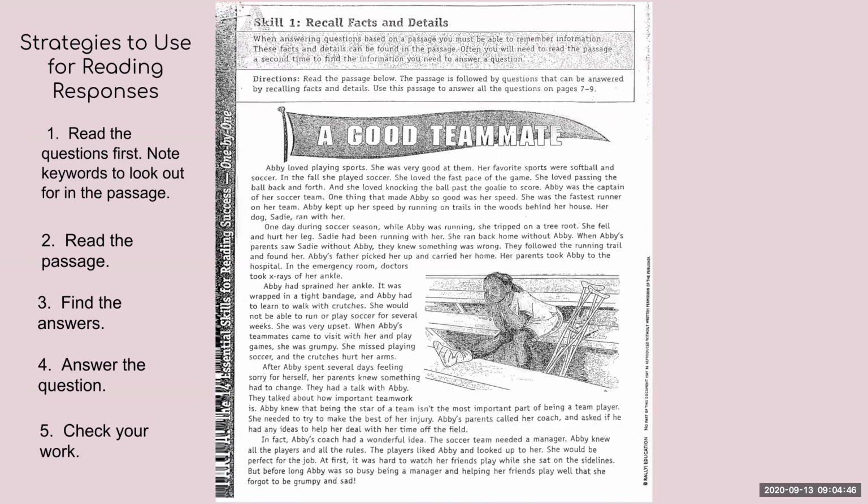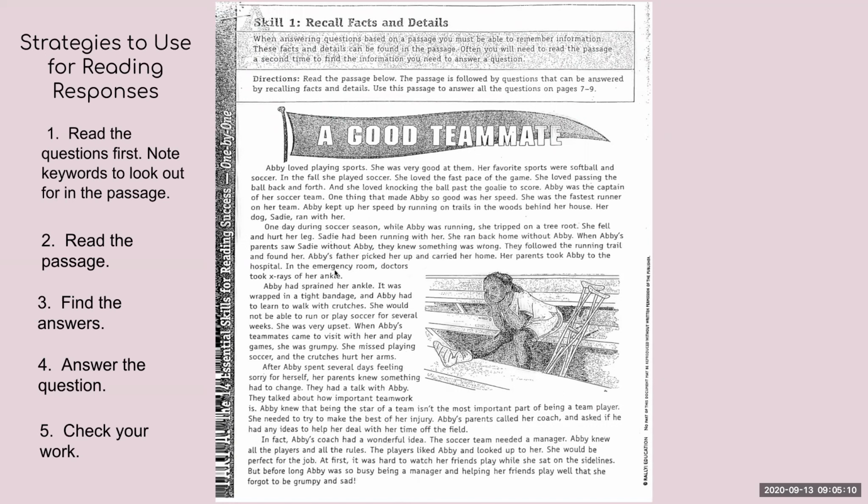So let me just go back to the passage. And it says here, Sadie had been running with her. She ran back home without Abby. When Abby's parents saw Sadie without Abby, there it is, boys and girls, they knew something was wrong. So we just answered another one of our questions. Great job.